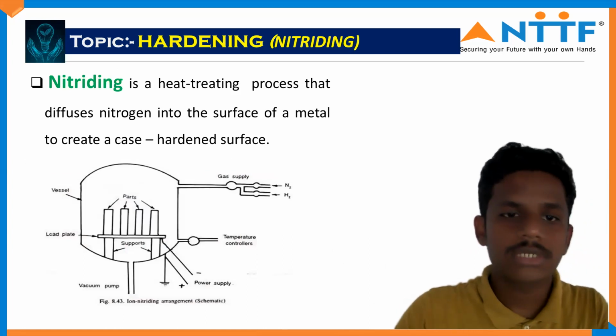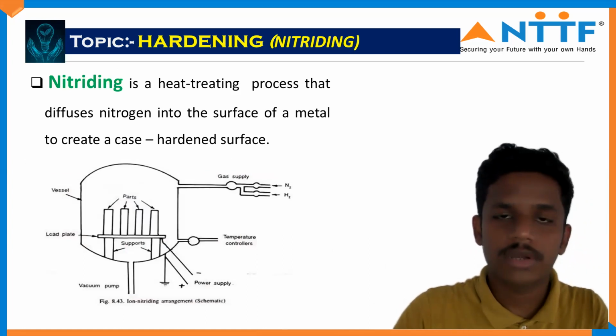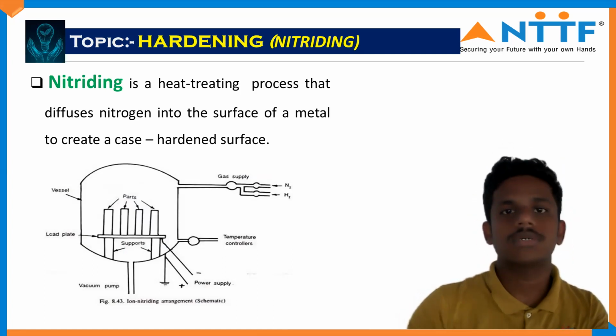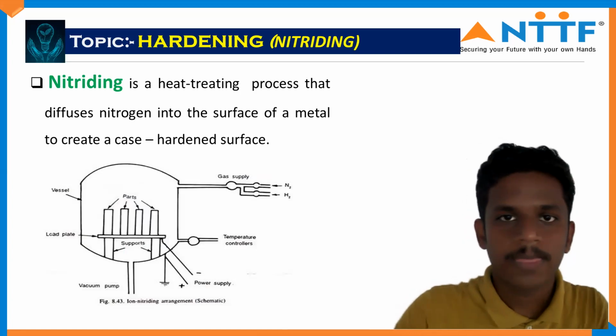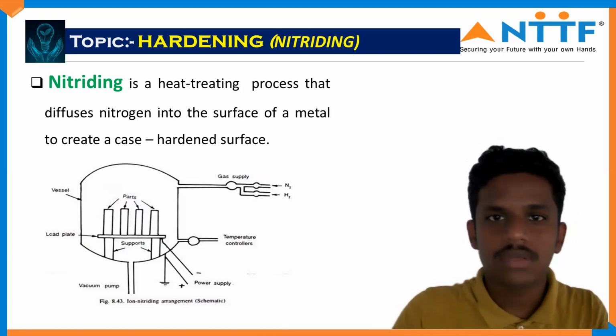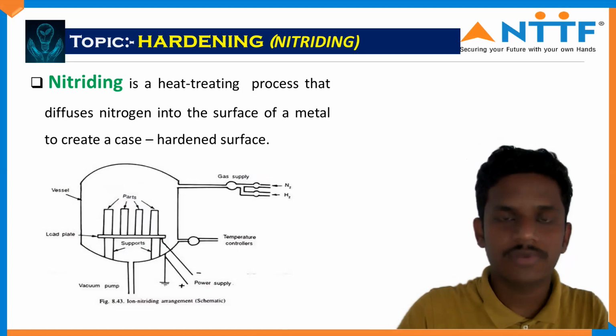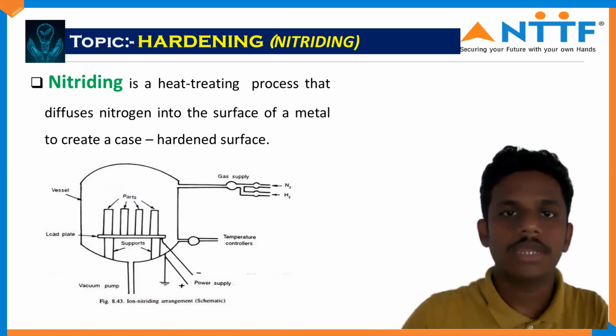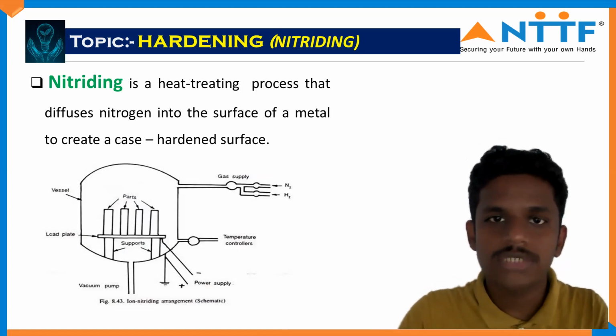Nitriding. Nitriding is a heat treating process that diffuses nitrogen into the surface of a metal to create a case hardened surface. It is similar to case hardening. The only difference is that here nitrogen gas is diffused to the surface of a material to alter its properties.